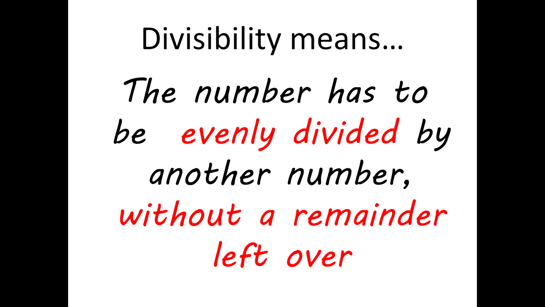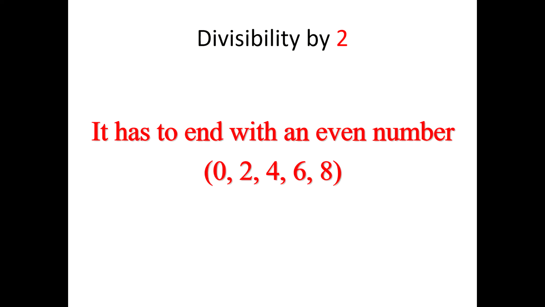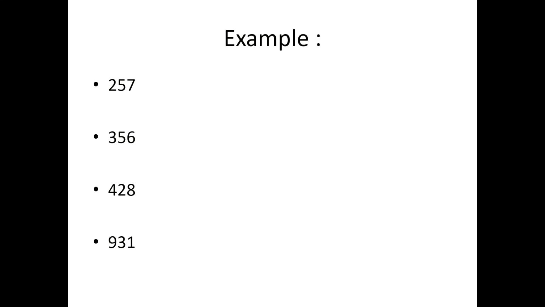First of all, divisibility means the number has to be evenly divided by another number without a remainder left over. Divisibility by 2: it has to end with an even number. For example, 0, 2, 4, 6, 8, etc.